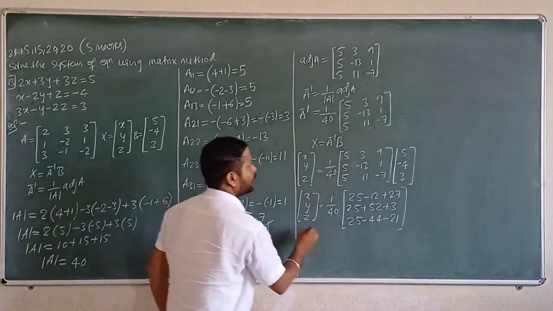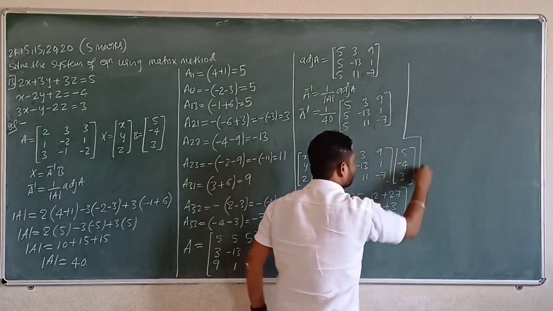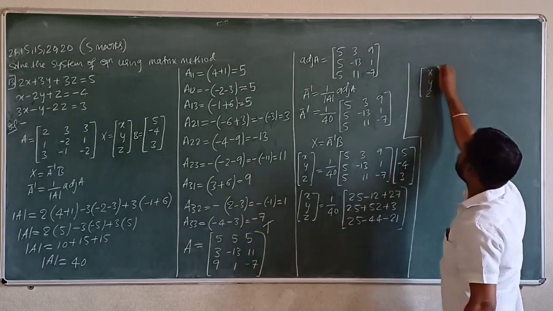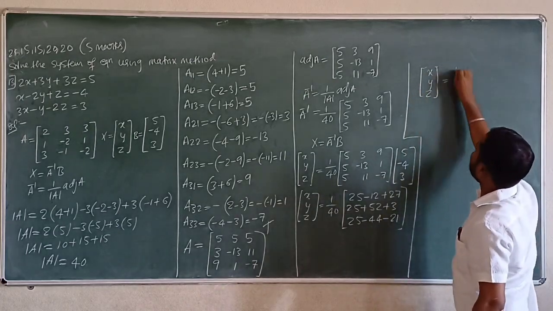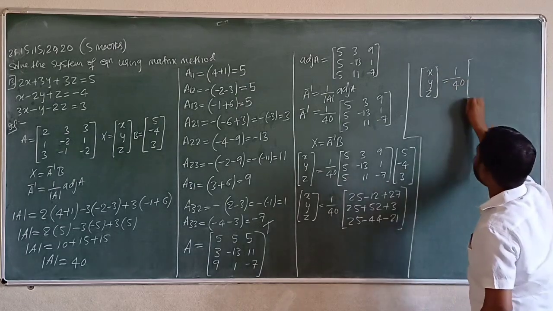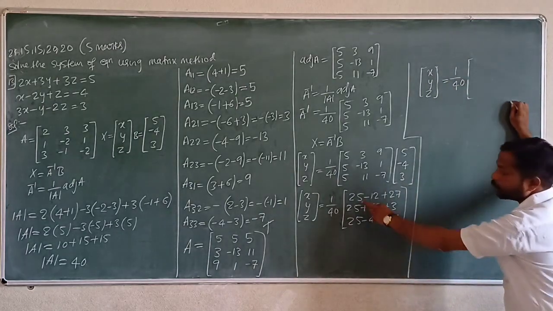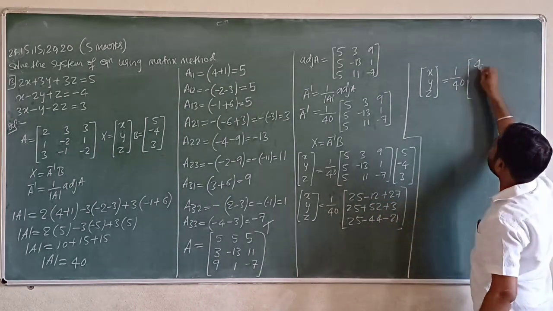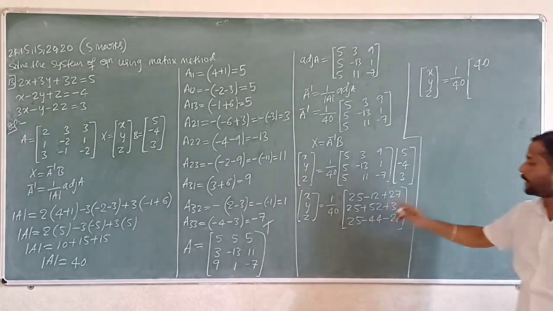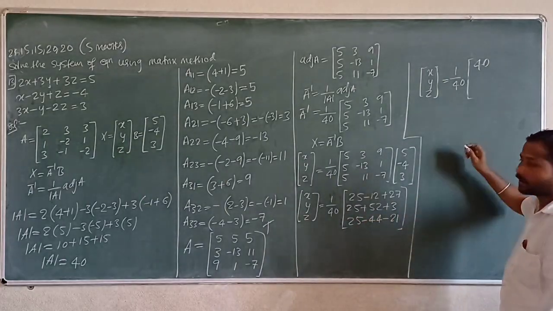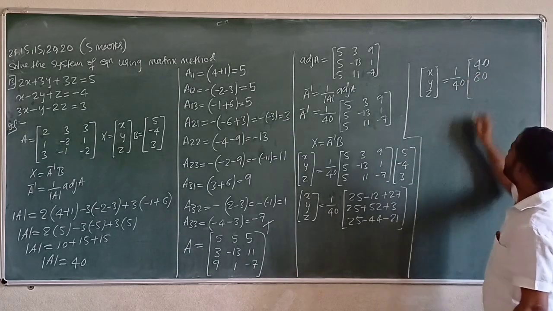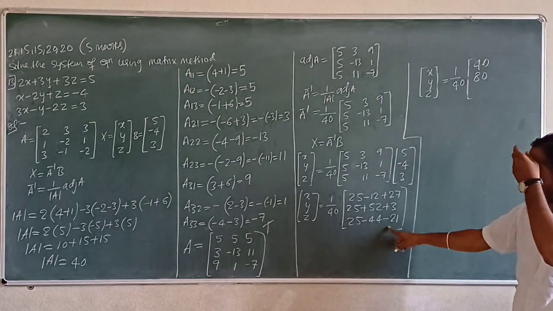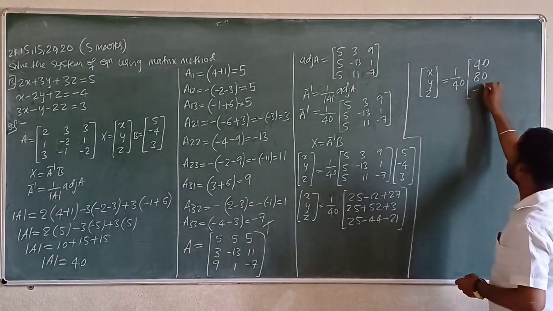So therefore x, y, z is equal to 1 divided by 40, keep as it is, into now. Simplify this one. 25 minus 12 plus 27, answer 40. Same as the second one: 25 plus 52 plus 3 is 80. Next the third one: minus 25 minus 44 minus 21, that is minus 40.